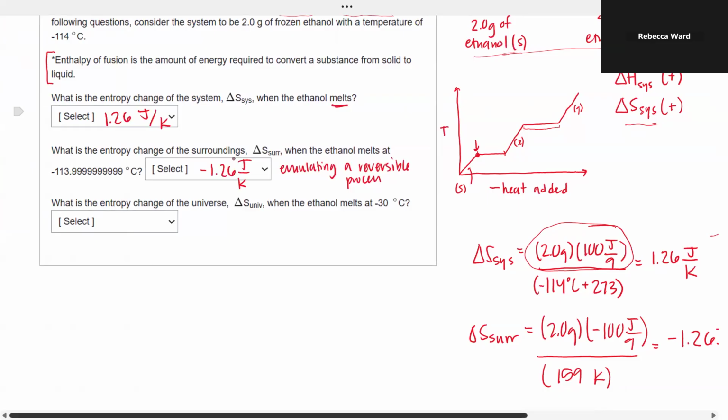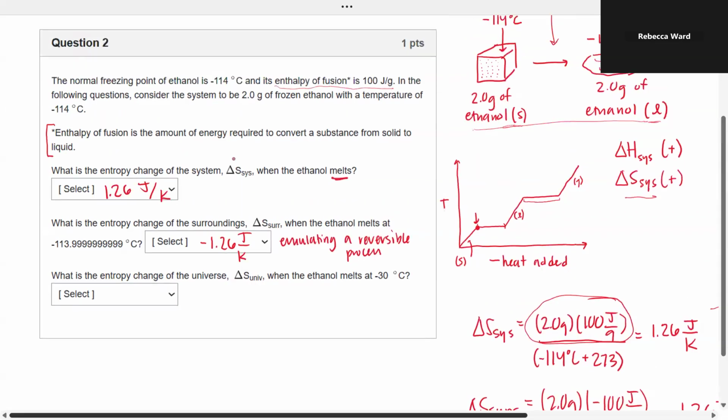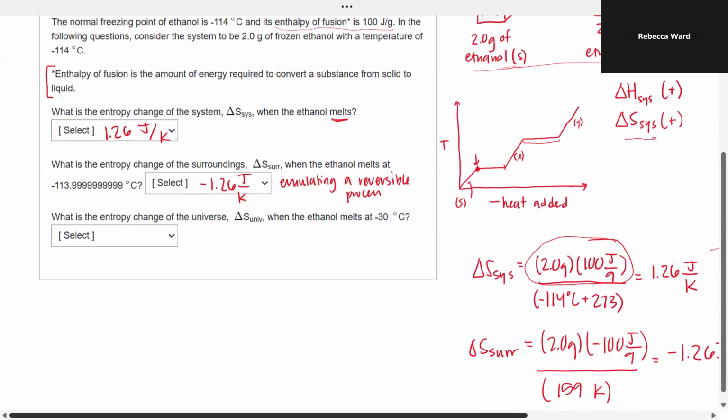And then lastly, what is the change of the universe when the ethanol melts at negative 30 degrees Celsius? So I've now changed the surroundings. The surroundings are now at a higher temperature, but my ethanol is still in its solid form, which means it is still at negative 114 degrees Celsius. I've just picked it up and plopped it down into a warmer room. So this number is still the same. Our delta S of the system hasn't changed, but delta S of the surroundings has changed for this process.